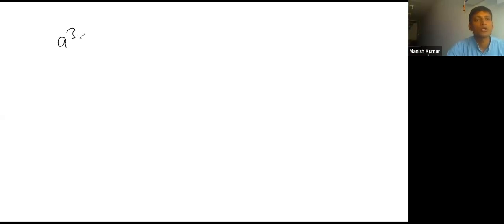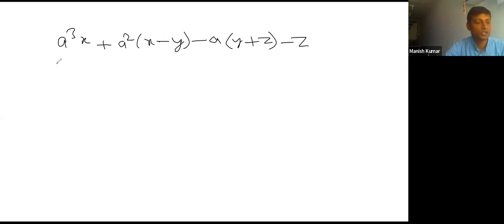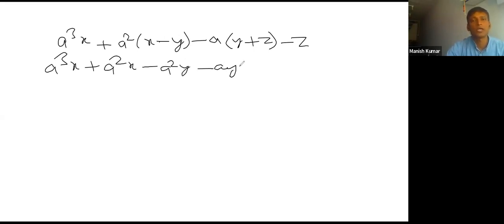Now if you are given A cube X plus A square into X minus Y, minus A into Y plus Z, minus Z, okay? And how to do it? If you are in doubt, elaborate all of them. You can write it as A cube X plus A square X minus A square Y minus AY minus AZ minus Z, isn't it equal to?